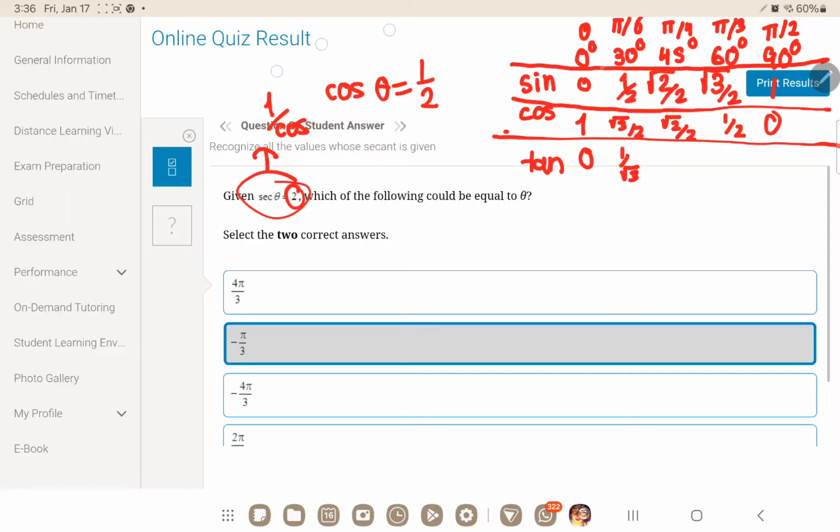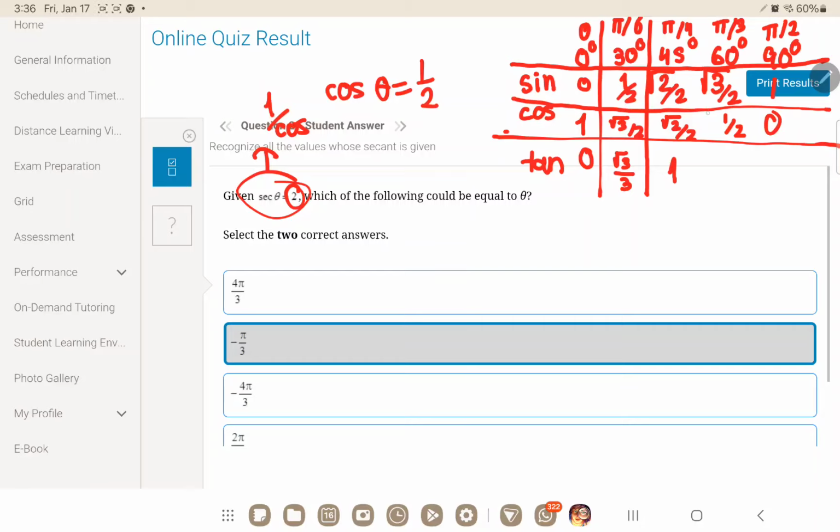It could be written also as radical 3 over 3. I prefer you write it like that. So radical 3 over 3, because when you rationalize it. Radical 2 over 2 divided by radical 2 over 2 is 1.